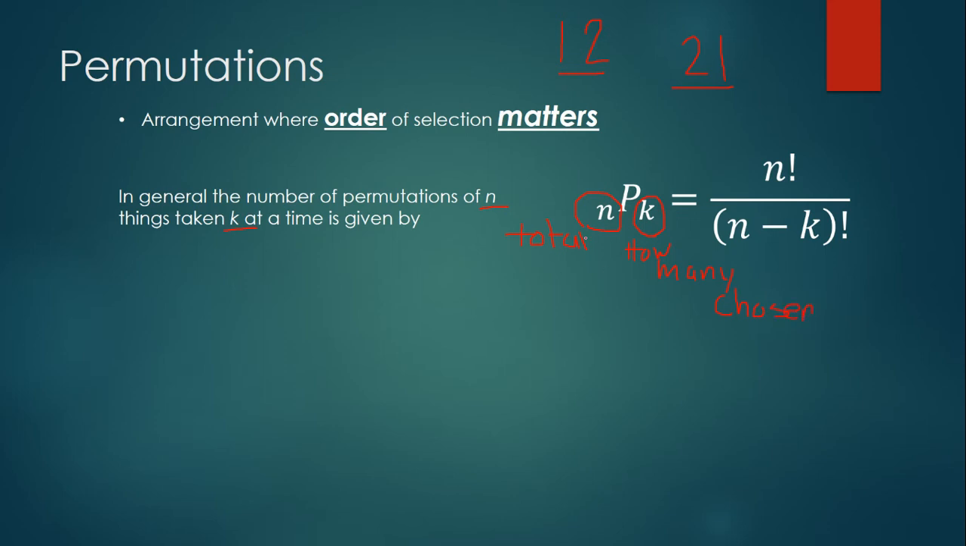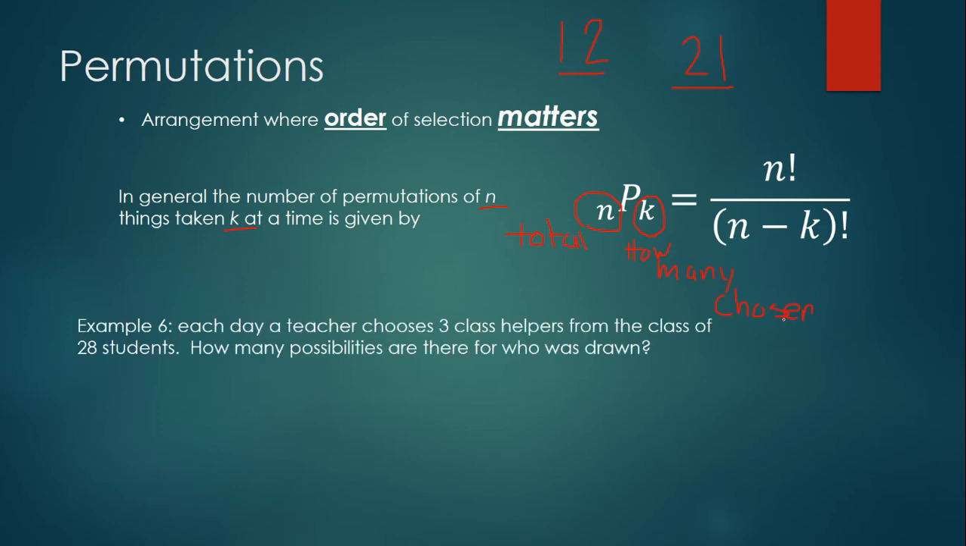Okay, so this is the total available, and the k is how many we're going to choose. So for example, each day the teacher chooses 3 class helpers from a class of 28 students. How many possibilities are there for who was drawn?